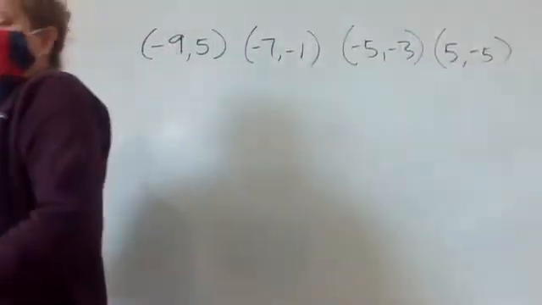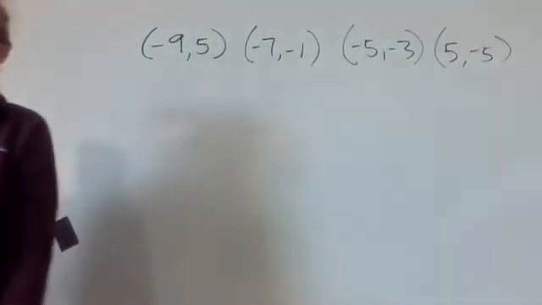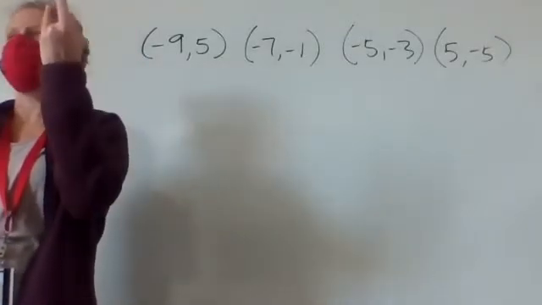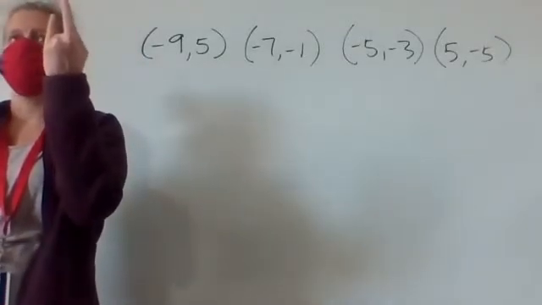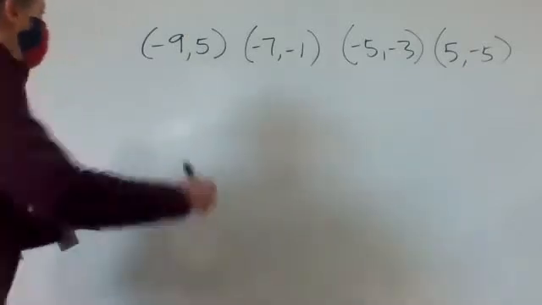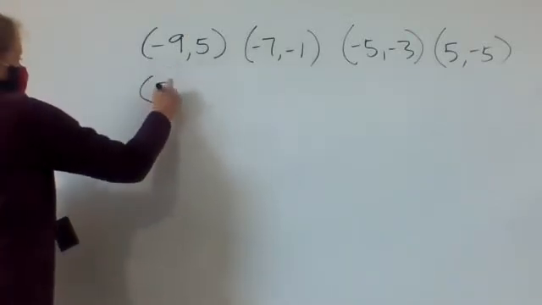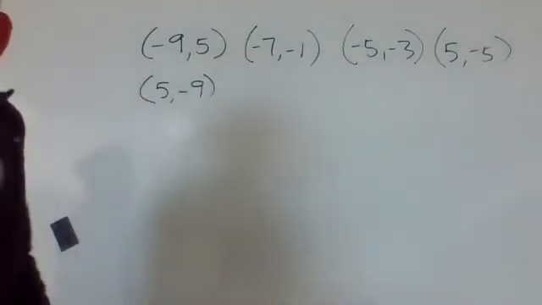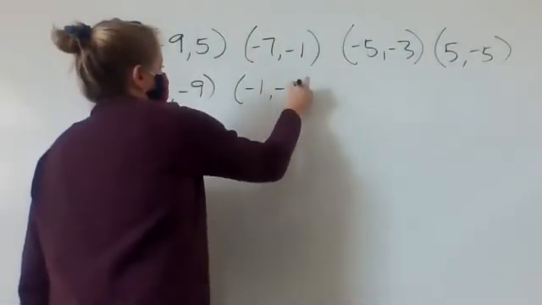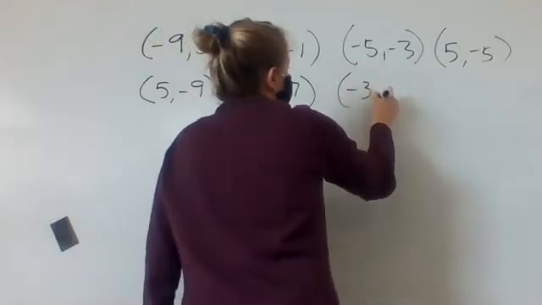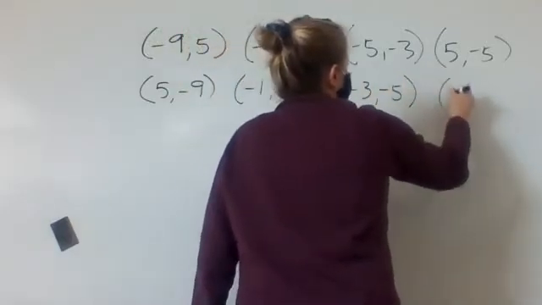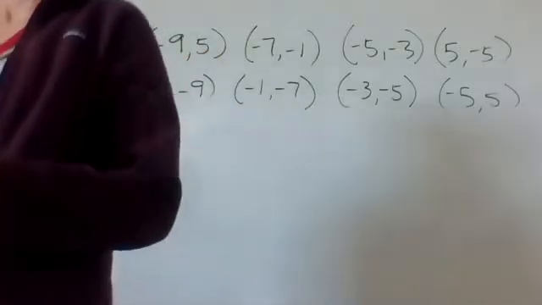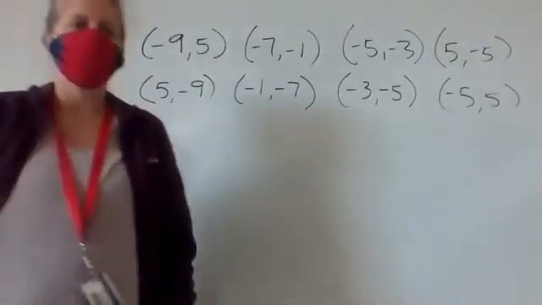So when it just gives you a group of points and asks you to find the inverse, you simply go to each point and flip-flop its x and y. So this one would flip-flop to 5, -9, and then the rest of the way down. This one would be -1, -7, -3, -5, and -5, 5. So you're just switching the x and y.